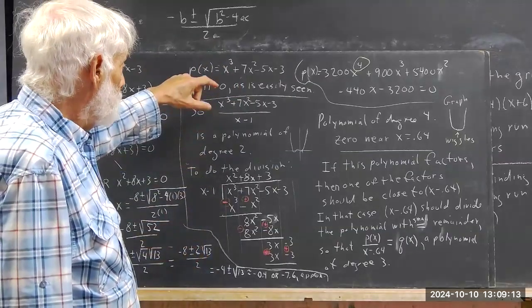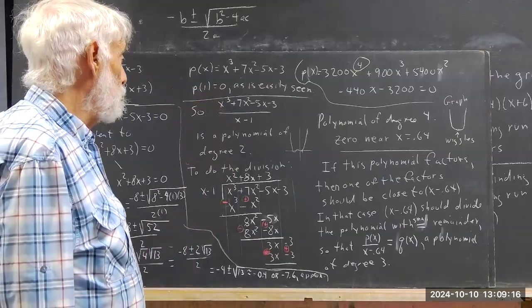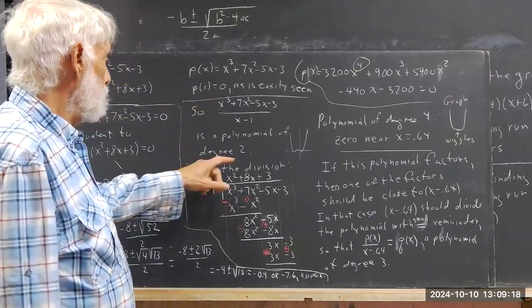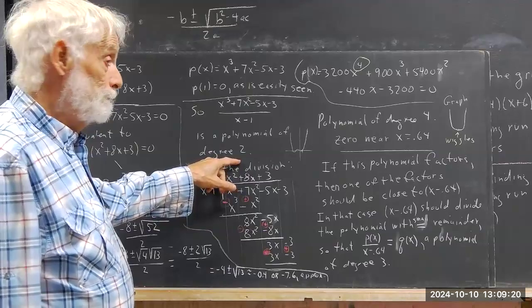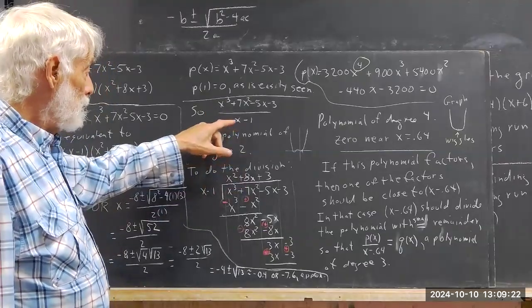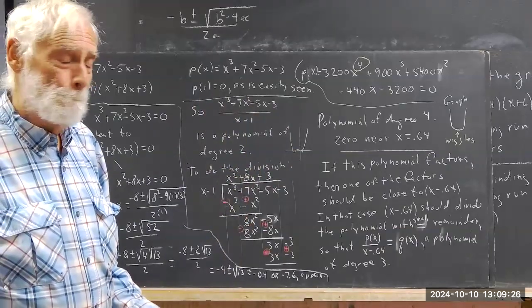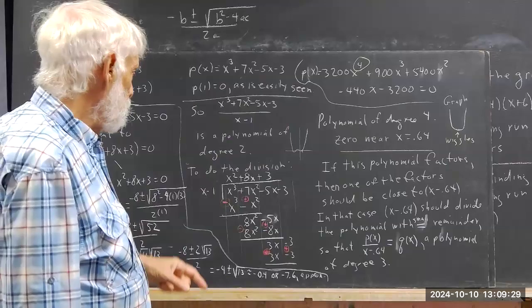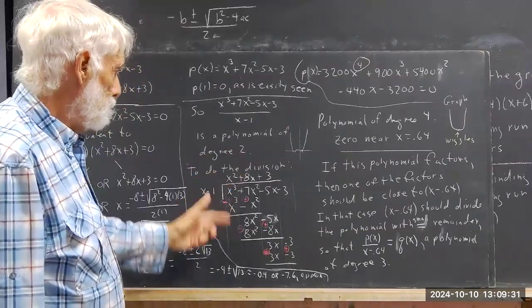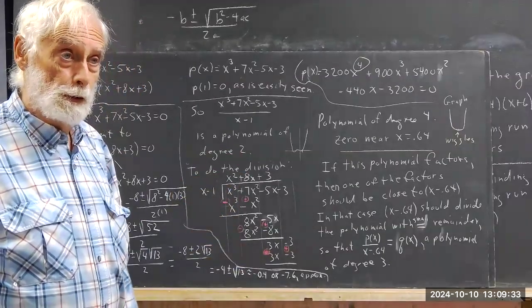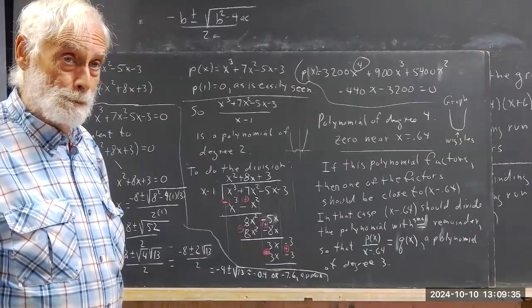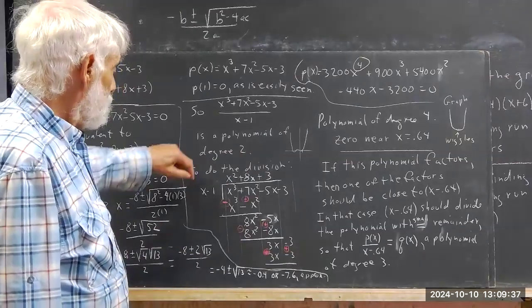All right, that means if you divide this by x minus 1, you're going to get a polynomial of degree 2. Why? Well, because x divides x cubed, giving you x squared, right? Well, I'm going to say a little more about that. Okay, to do the division, we do this. It's a long division. Okay, it's pretty simple.